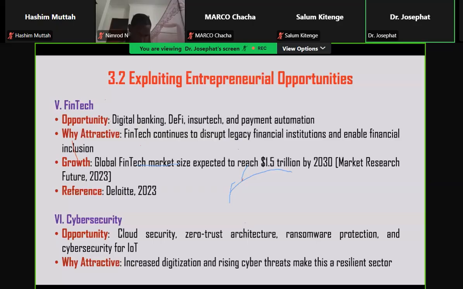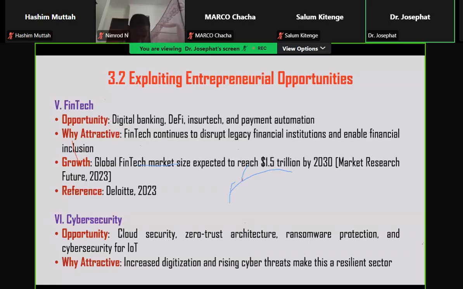And well, we can take the fourth one. The fourth one is cybersecurity. And the opportunity which are there, the cloud security, zero trust architecture, ransomware protections, as well as cybersecurity for IoT. Why these attractive? Increased digitalizations and rising cyber threats make this a reasonable sector. Sasa hivi kumekuwa na issue kubwa sana kwenye mambo ya wizi wa mtandaoni. Kwetu huko tunawezekana tusiuone mkubwa sana, lakini zilizoendelea, this a big issue.